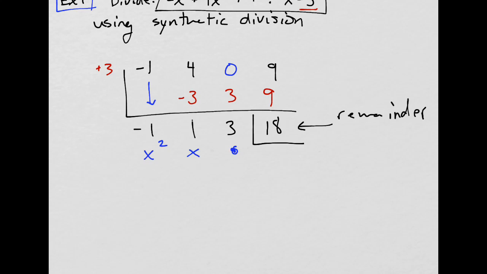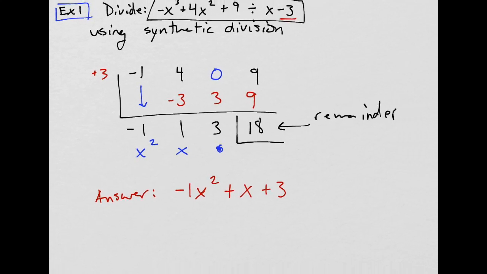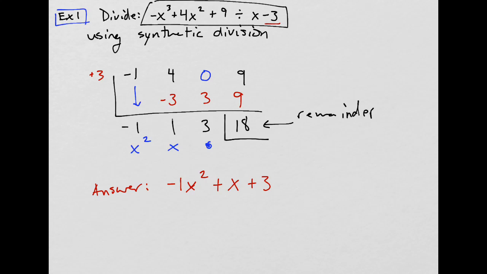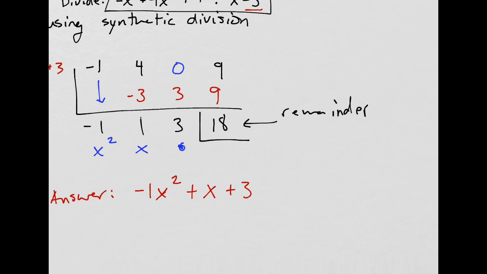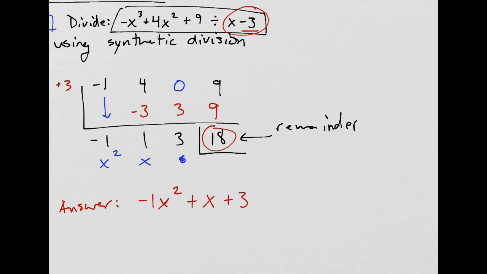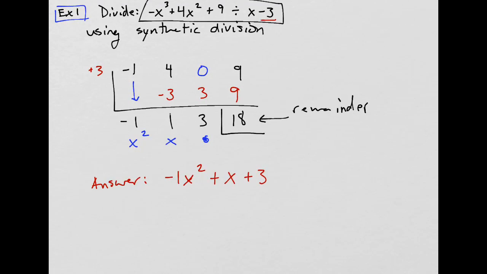So, my answer is going to be negative 1x squared. Why is that? I'm using that with the coefficients. It's positive 1 here, so I say just plus 1x or plus x. And then my constant term, plus 3. And then my remainder is just 18. In fact, all of your remainders for synthetic division, when we have a linear term, will just be numbers. It's simpler that way. Our remainders will only be numbers without any variables.